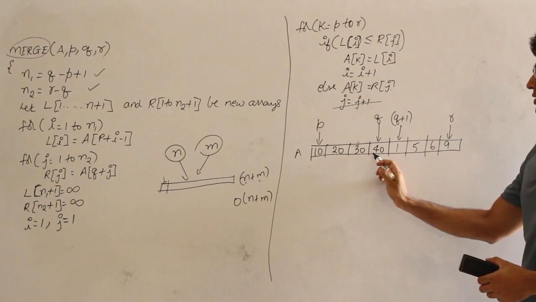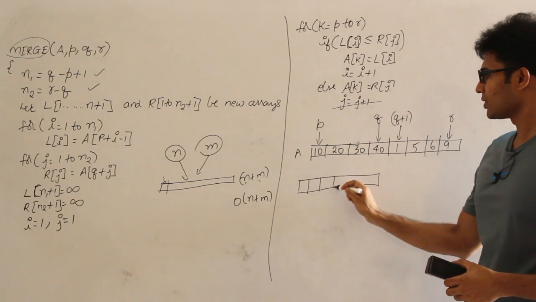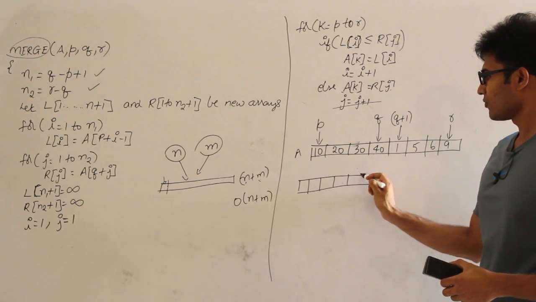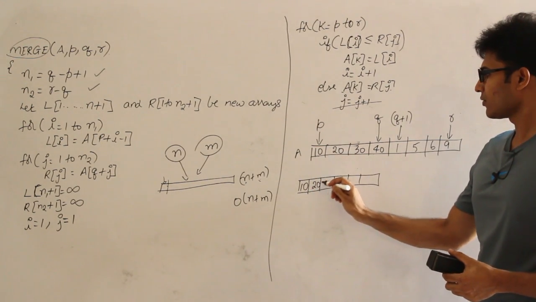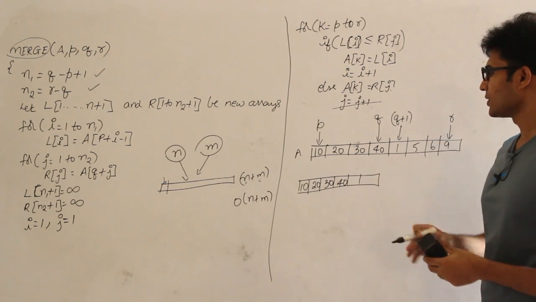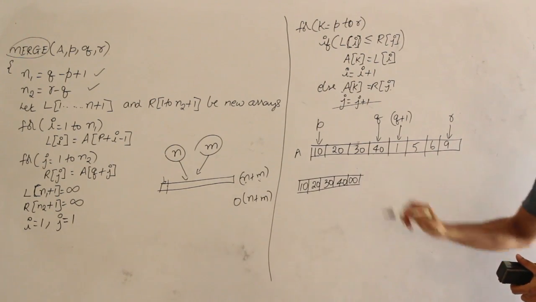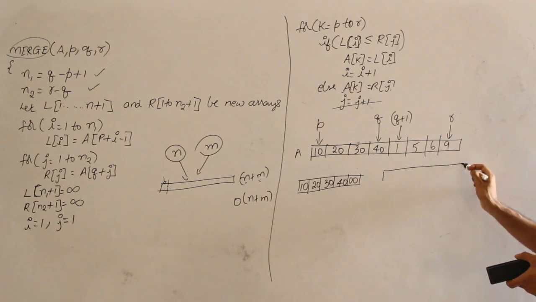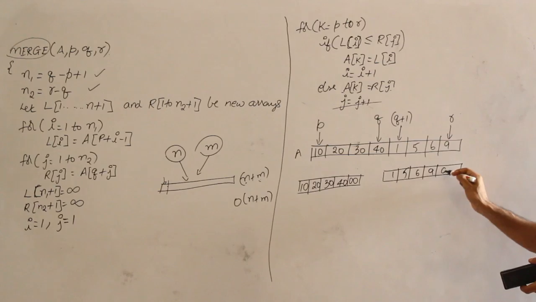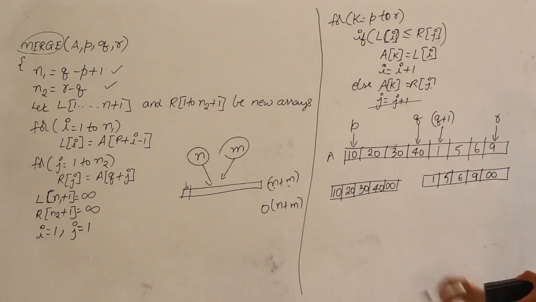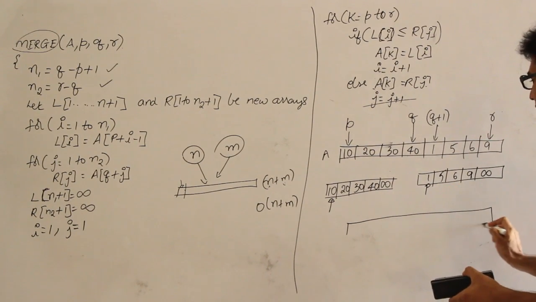Now what is the size of one list? 4. Therefore you have to create an array of size 5. 1, 2, 3, 4, 5. Right? And I am going to copy 10, 20, 30, 40 in this, and in the fifth element I am going to copy infinity. Now I'll tell you why this infinity is used. And in the other one, 1, 5, 6, 9, and infinity is added at the end, right? So now you will start with i here and j here, and let us say this is the array A itself.